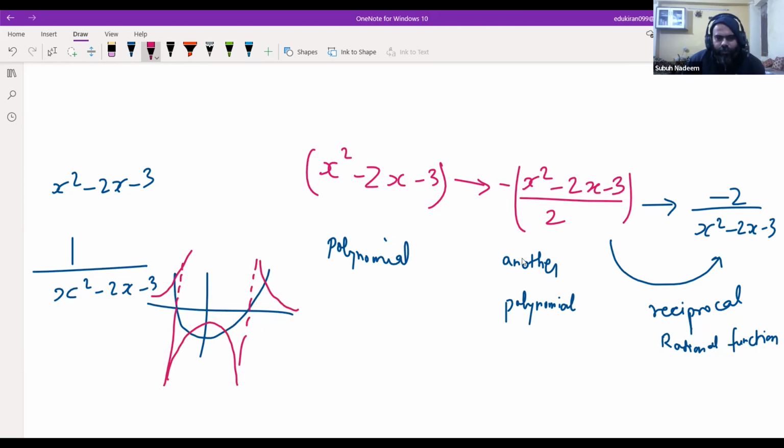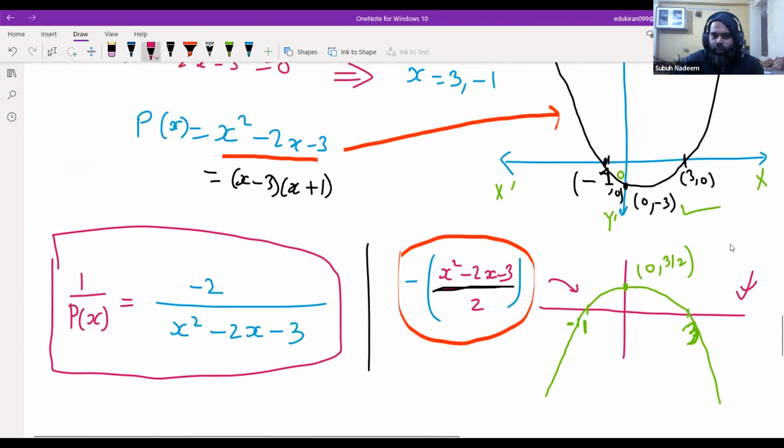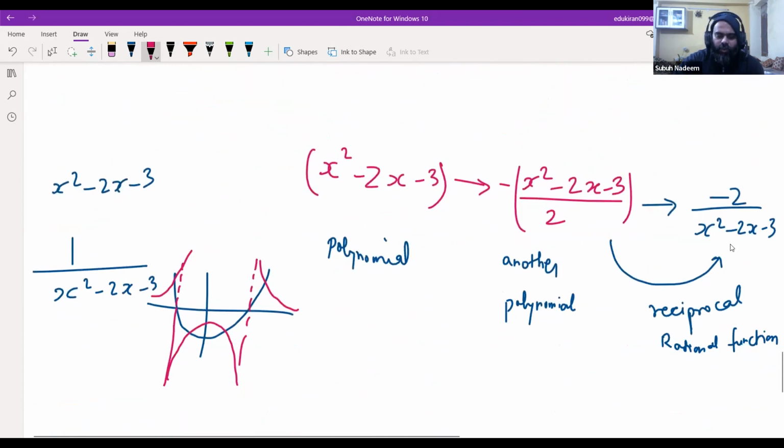But we have not drawn the reciprocal of this. We have multiplied this polynomial by minus half. Then we have to draw its reciprocal. We have done only one step. Another step is still required. Are you getting it? So the first y equals minus half x square minus 2x minus 3, it is x square only.